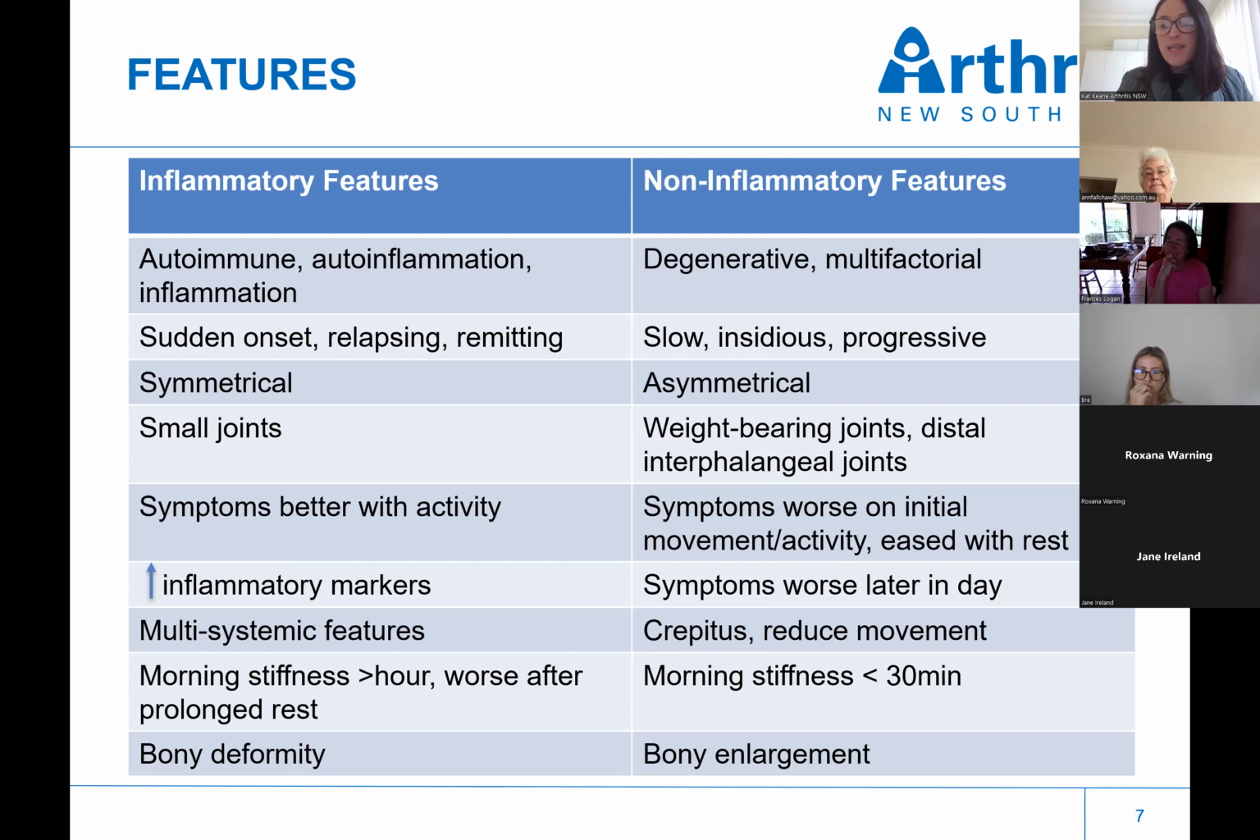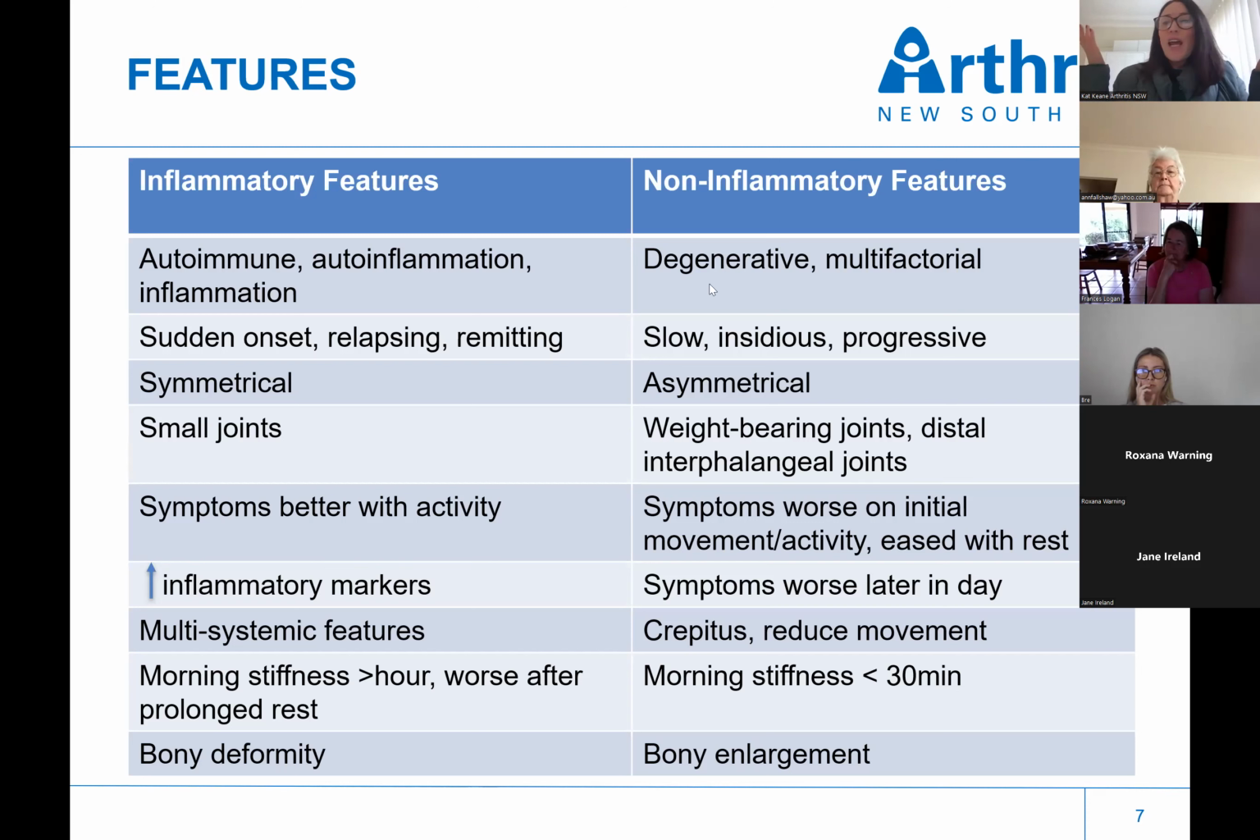Symptoms often are worse later in the day. We often can hear and or feel crepitus, so that's that sort of crunching or popping sound. Morning stiffness is less than 30 minutes. And while we still can get bony deformities with osteoarthritis, we can certainly also get bony enlargements as well. So often we get osteophytes that grow outwards from the joint itself, and therefore create enlarged joints.